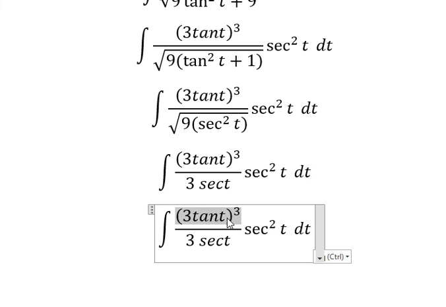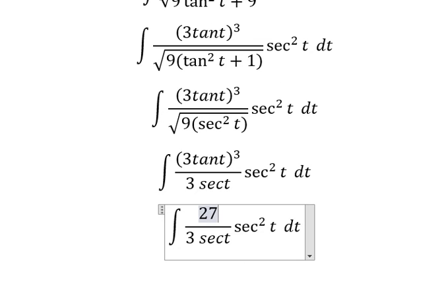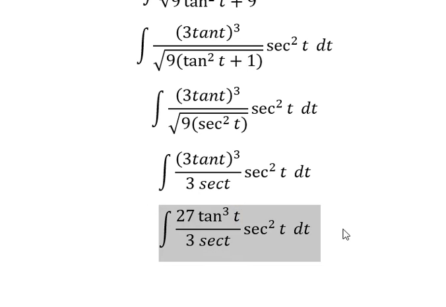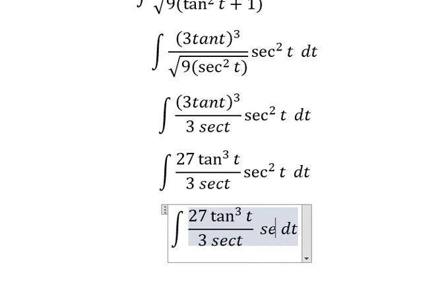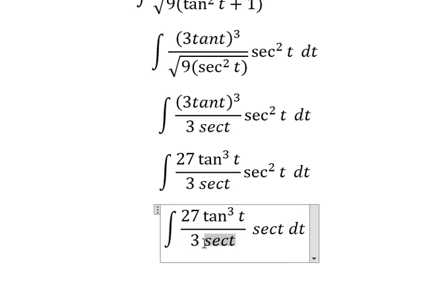So this one we have 27 tan t to the power of 3. This one divided by this one, we have secant of t. 27 divided by 3, we have number 9.